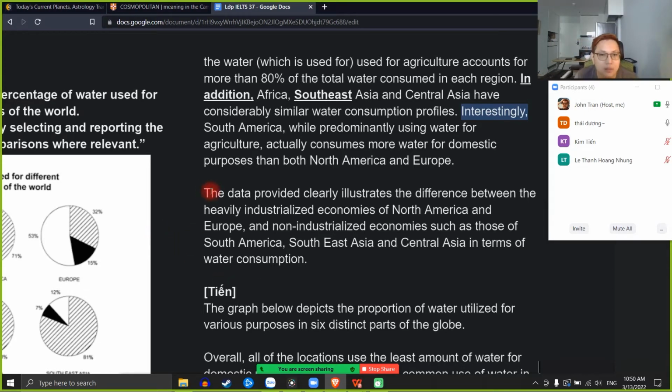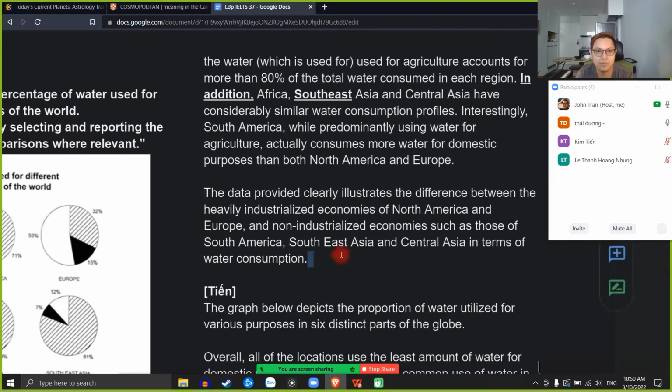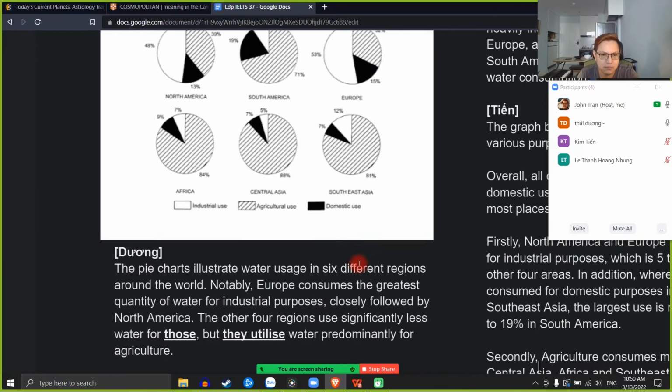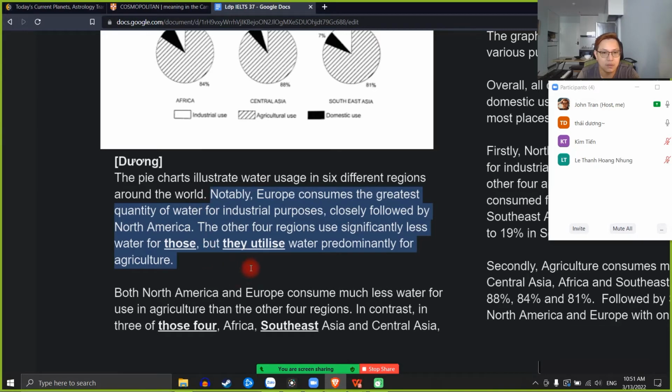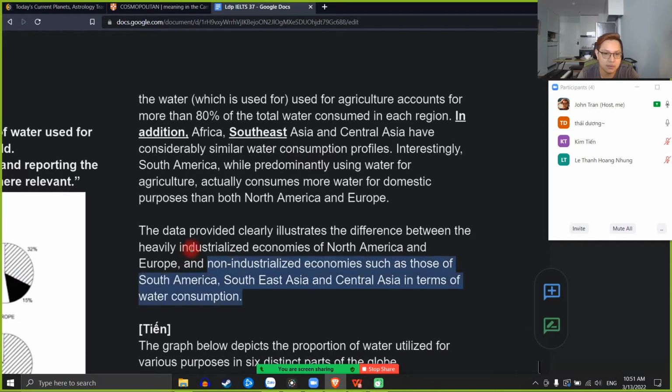Okay. The data provided clearly illustrates. Wait, this one is your overall part. Cái phần này là cái phần nhìn chung nè. Nhưng mà tại sao phần này nó có vẻ giống như nhìn chung nữa nhỉ? Đó là phần chép bài. No, you don't need a conclusion for task 1, remember? Nhớ không, task 1 không cần viết kết bài nha. Nhưng mà nó cũng không sai. It's not wrong either if you do this.